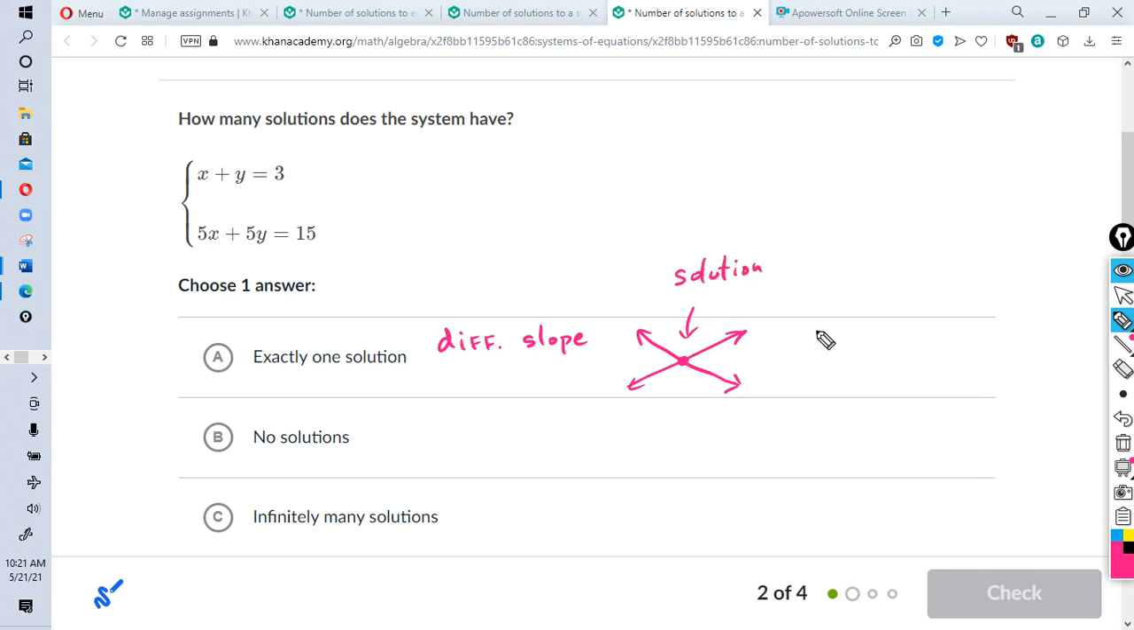So in order for two lines or two linear equations to have exactly one solution, they have to have different slopes. For no solutions, they have to have the same slope, but different y-intercept.